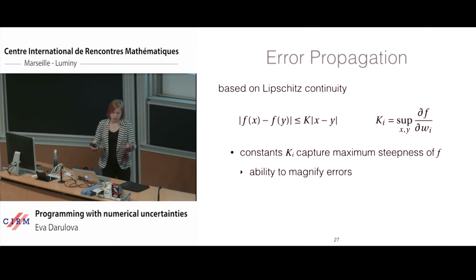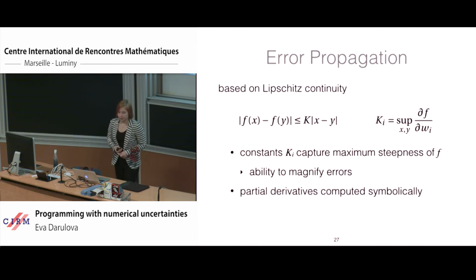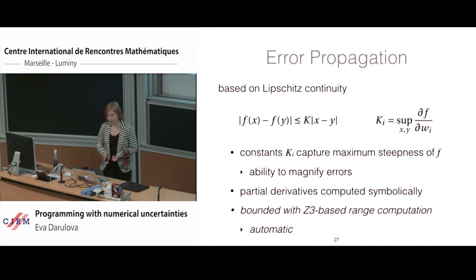This gives you essentially the ability to magnify errors, and we report this number back to the user because it may tell him, if the error is too large, which input he should look at to reduce the errors. We compute these partial derivatives symbolically. However, now we need to make sure that the k is the maximum k for all possible inputs. And we need to do this fully automatically. So for this, we again use our interval with SMT solver-based range computation, which gives us the accuracy because we now can take care of all the correlations over the entire function f, and it gives us the automation using the SMT solver.